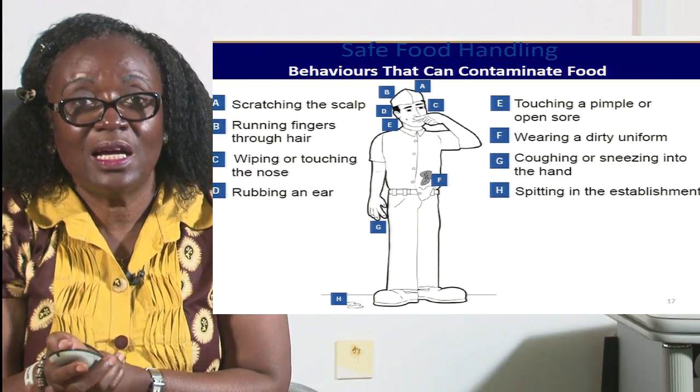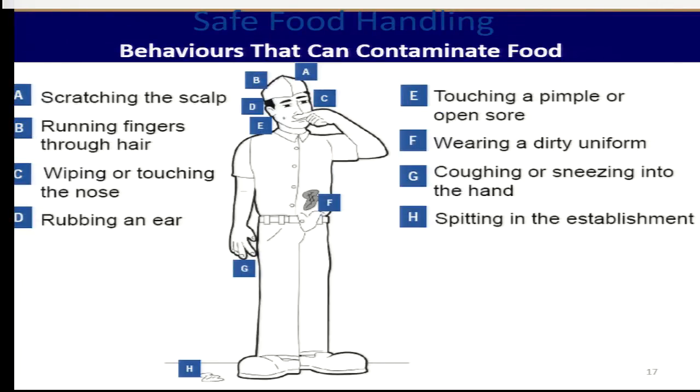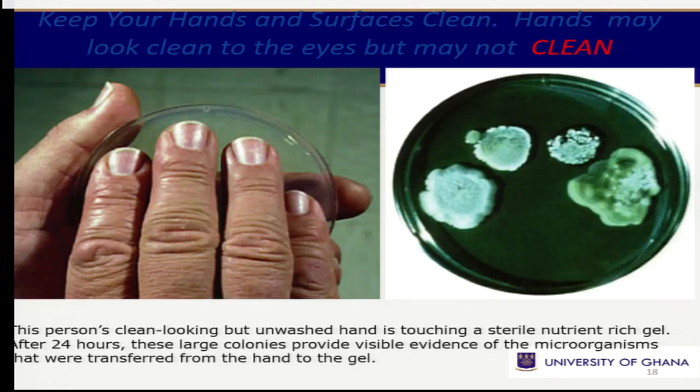Yes. So this diagram is also showing some of the behaviors that can contaminate our foods, and I have mentioned some of them already. So touching our nose, rubbing our ears and whatever. Try to picture this picture, and then when you are asked any question about behaviors that can cause foods to be contaminated and therefore create safety issues regarding food, once you remember this picture, I'm sure you can do justice to the question.